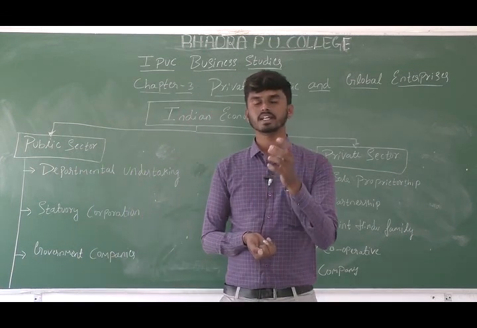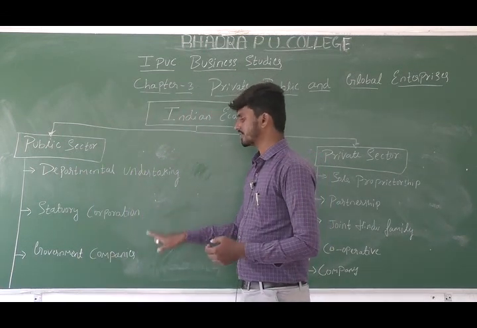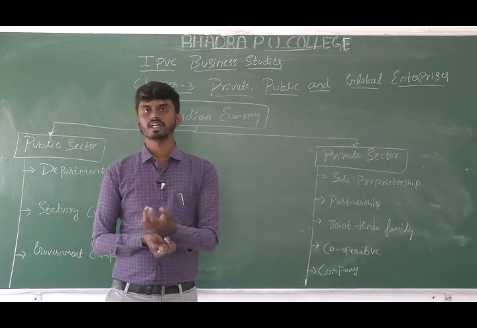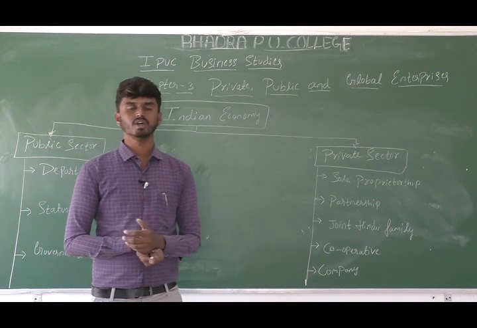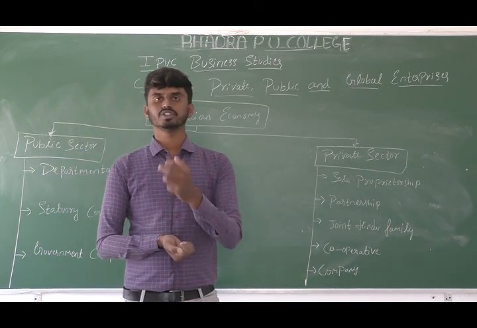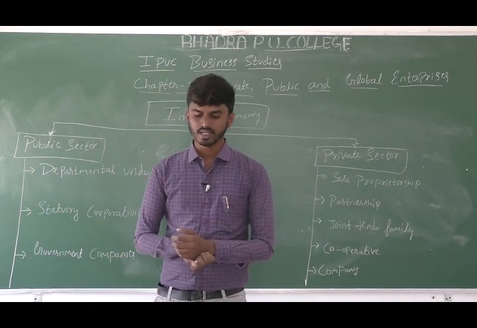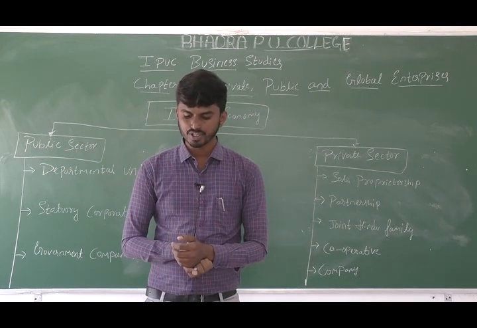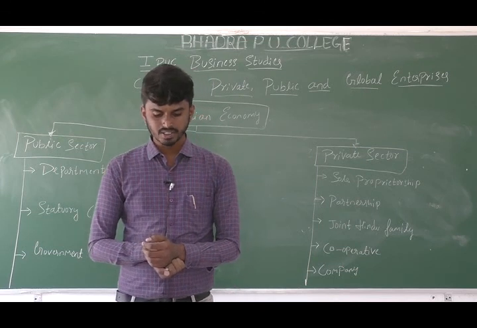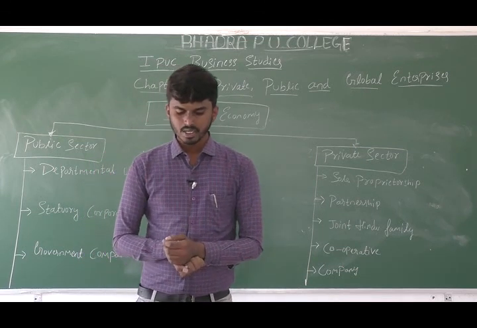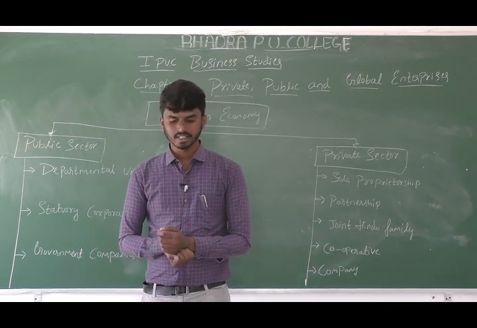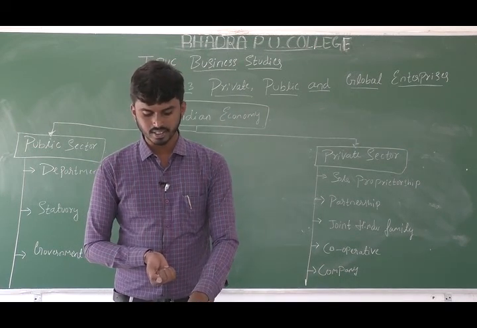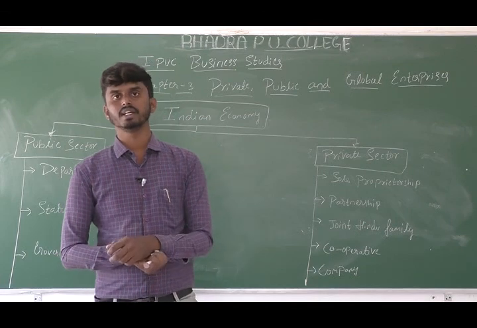So compared to the departmental undertaking, the statutory corporation and government company have some freedom. So they are free to take any decision, free to take any plan. That freedom is there in departmental administration matters. And also a departmental undertaking is not run on commercial principles, whereas government companies run purely on commercial principles. A departmental undertaking is liable to political interference, whereas government companies are comparatively free from political interference.